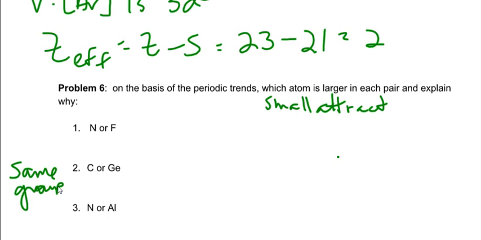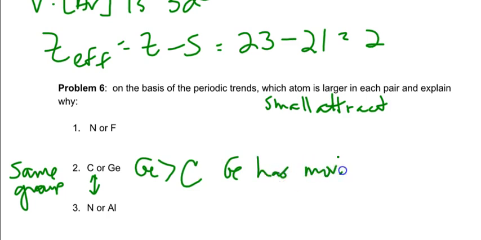So you can't answer the carbon and germanium question if they're in the same vertical family. You're not going to use effective nuclear charge because it's the same. They're both 4. So then what? Well, all you have to do is see which one is larger, which one has more shells. So you're going to say germanium is larger than carbon because germanium has more shells.